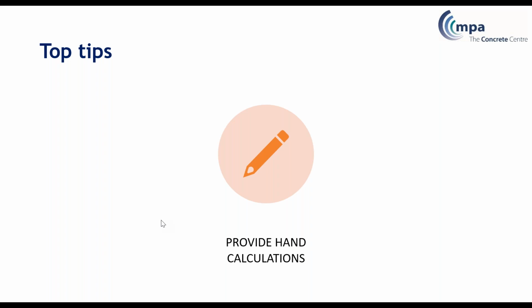So it doesn't mean you can't do it on an Excel sheet, but we don't want to see the numbers just plucked out of the air. We want to see where they come from. So yes, you can use an Excel sheet, or you can use hand calculations. Provide hand calculations is the sort of shorthand for saying you need to show your workings, as it were.